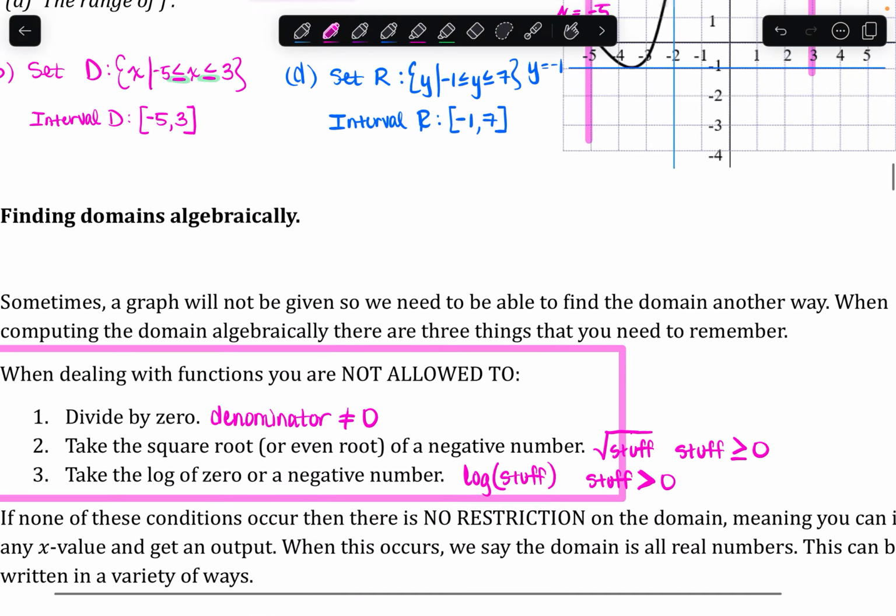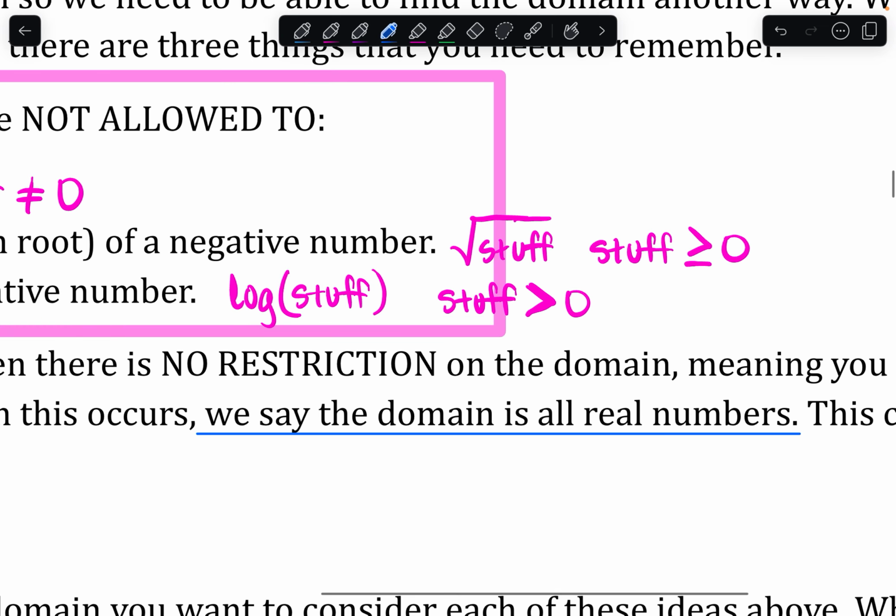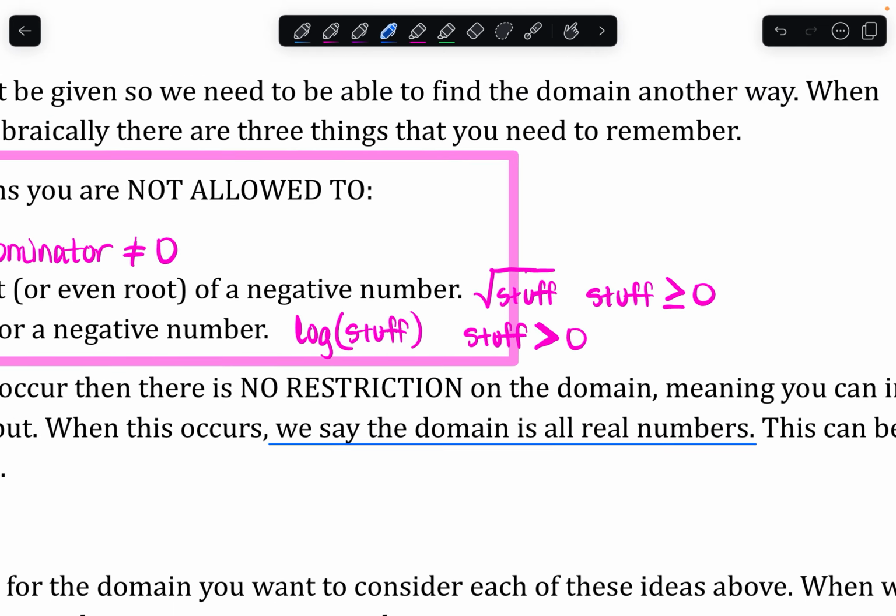So those are the only 3 things that there is an issue with in the domain. If the function you're given has none of these things, then it has no restriction, or in other words, its domain is all real numbers. So if it has none of these, it has an all real number domain. An all real number domain can be written in a variety of ways, and when we run into one of those, we'll go over that.